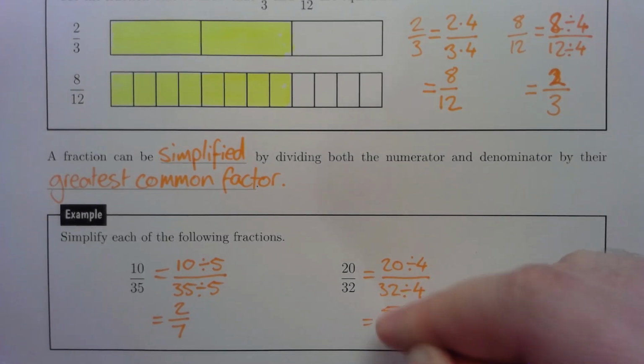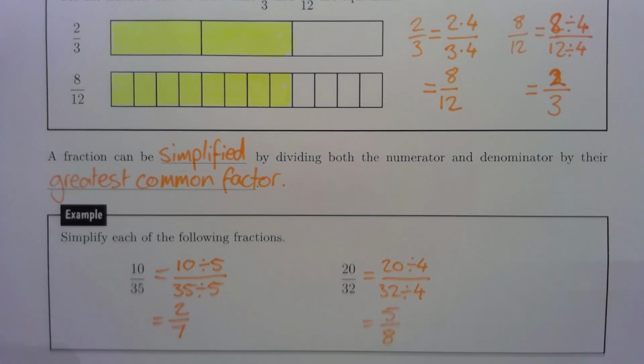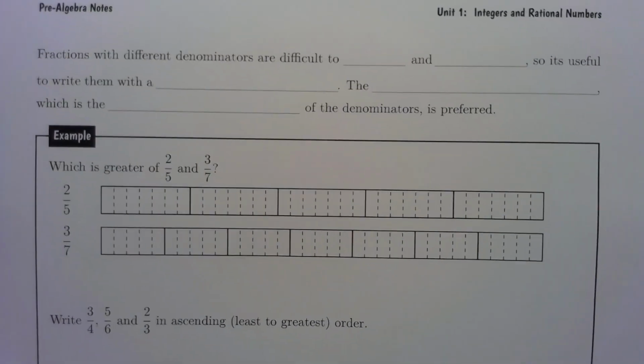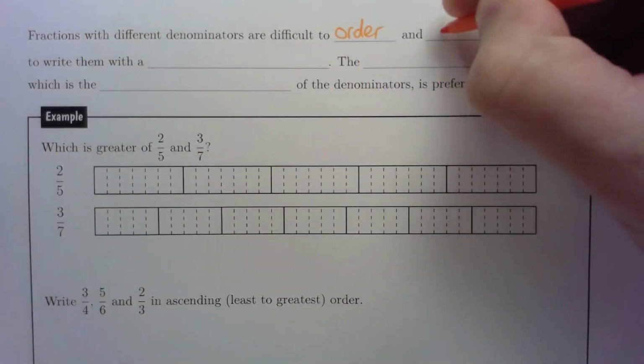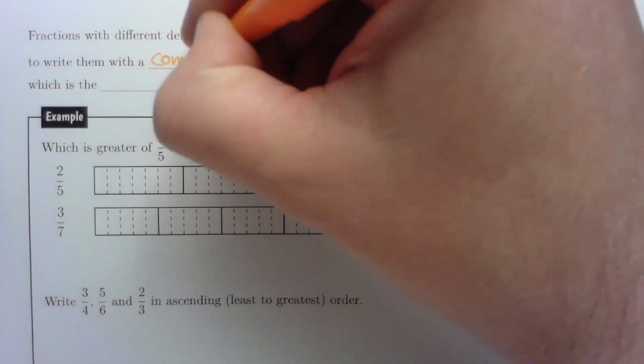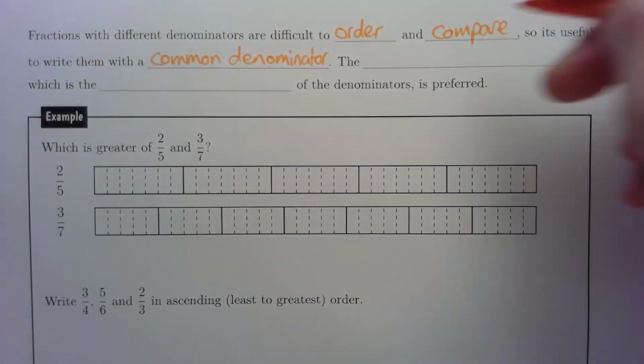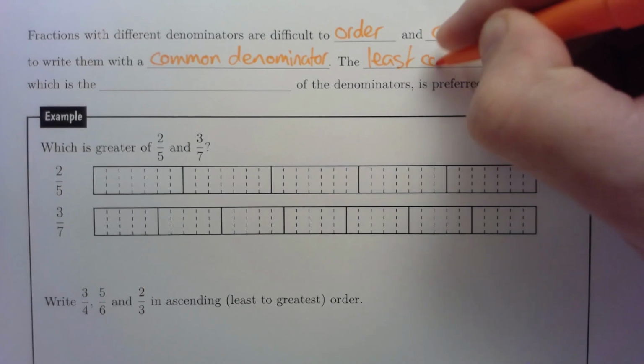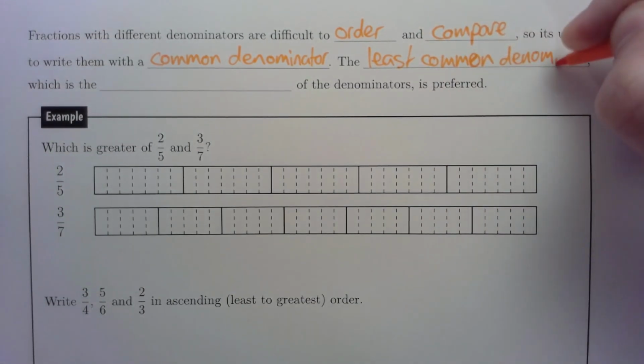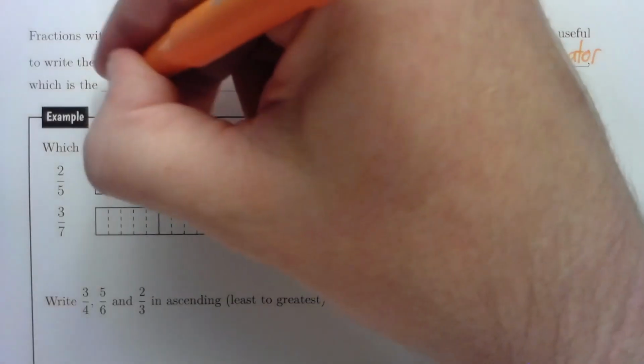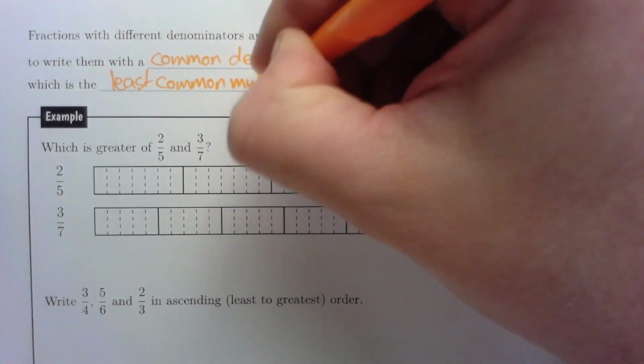Now, when fractions have different denominators, it's difficult to order and compare them. So it's useful to write them with a common denominator. The simplest way to do this is using the least common denominator, which is the least common multiple of the denominators. That is, the smallest number that's a multiple of both denominators.